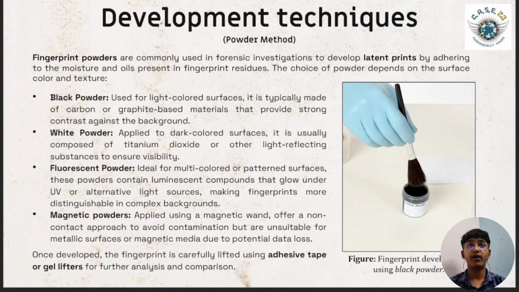Then there is white powder. Now what if the surface is dark? That's where the white powder comes in. It's usually made of titanium dioxide and does the opposite of black powder, making prints pop on darker surfaces.